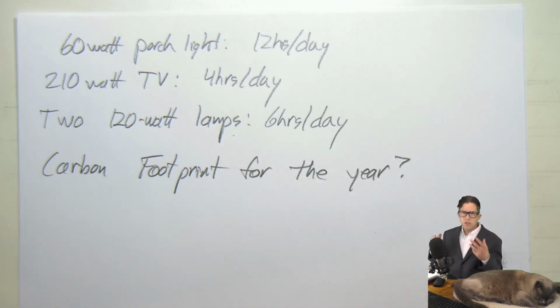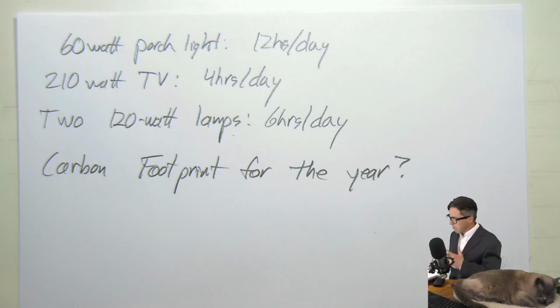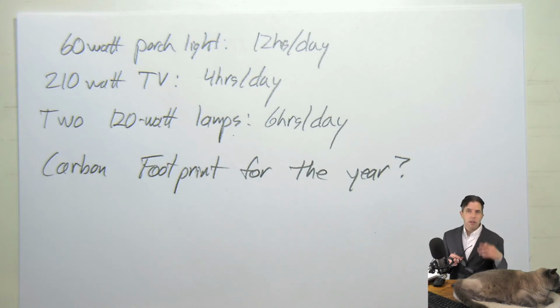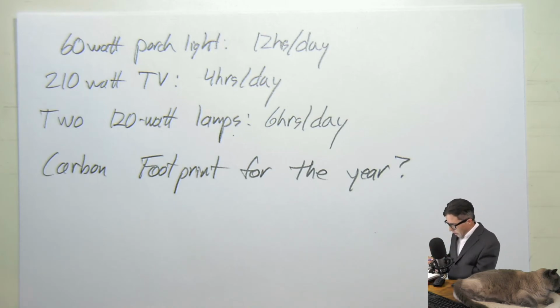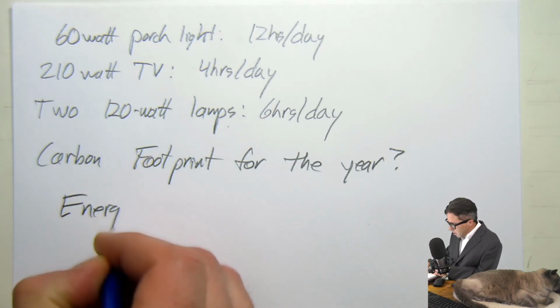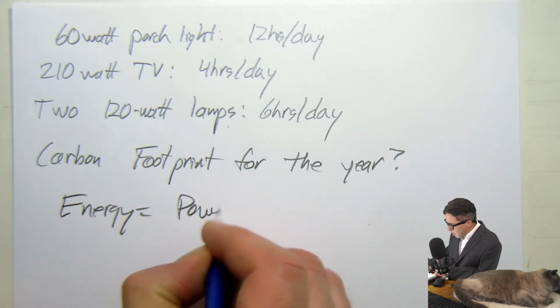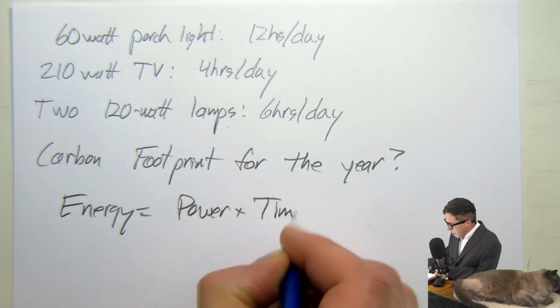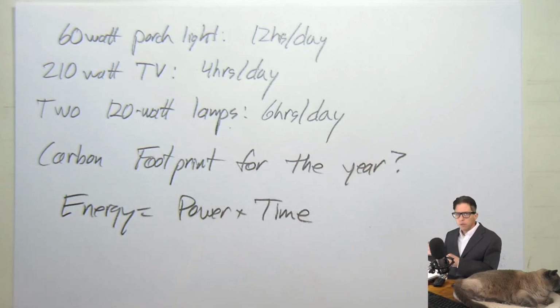Okay, so we're assuming the same usage every day. So what does carbon footprint mean? How much coal did I burn? How much CO2 did I produce? All right, so same math. Energy is power times time. I got to add it all up and do all the math. So I can do it piecewise.